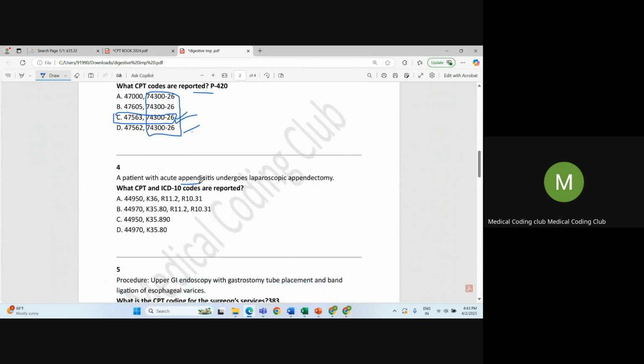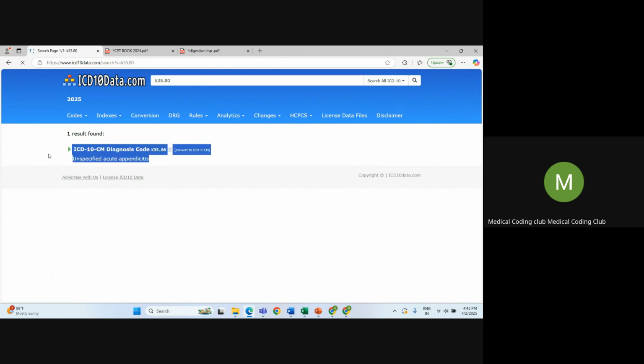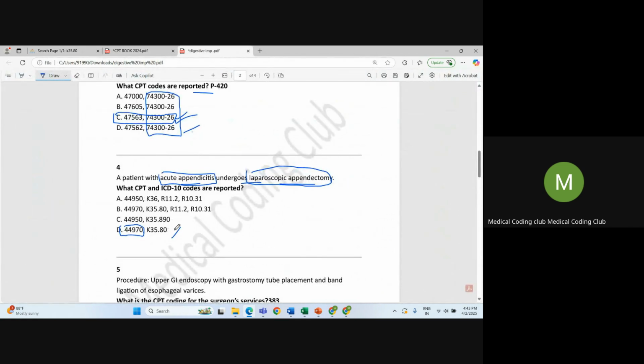Next, patient with acute appendicitis undergoes laparoscopic appendectomy. So again, the question is regarding laparoscopic appendectomy. You are clear that the answer is 44970 for laparoscopic appendectomy. With that, you should also check the ICD code for acute appendicitis. So unspecified acute appendicitis is the correct answer. Option D is correct.